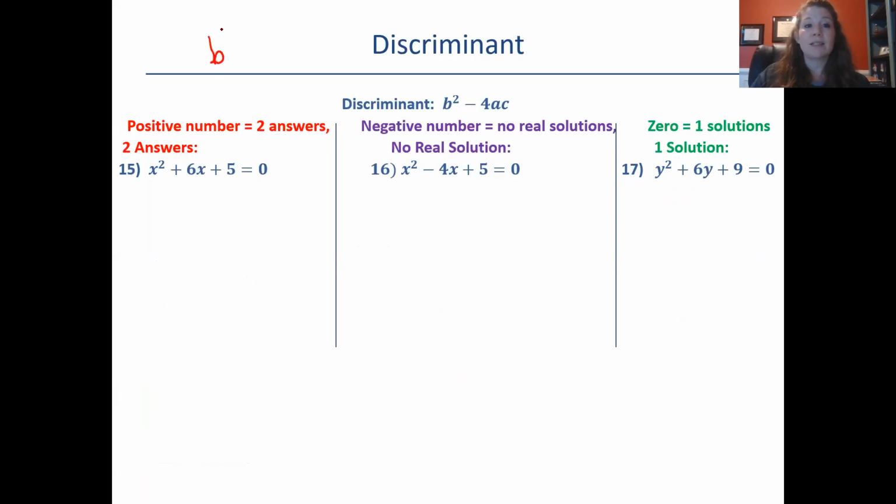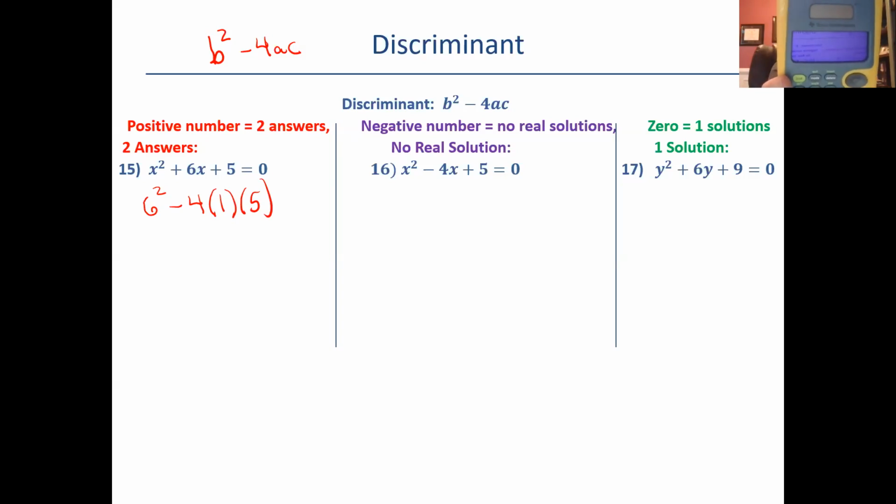So the discriminant is the square root of b squared minus 4ac. This is the discriminant. So what is our b? Our b is 6. So we're going to do 6 squared minus 4 times a times c. In my calculator, I'm going to type exactly that. So 6 squared minus 4 times 1 times 5 is equal to 16. So that's either a positive number, the number 0, or a negative number. Obviously that's a positive number, so I know that this is going to have 2 answers.